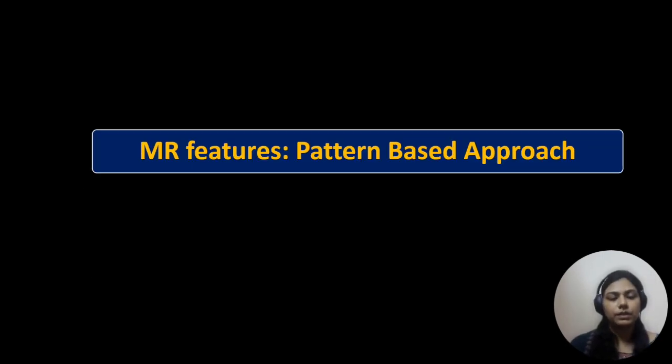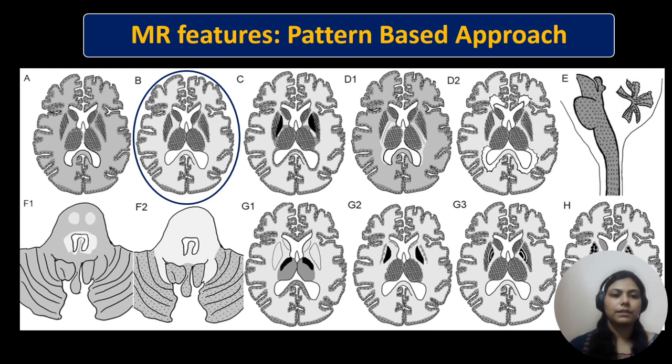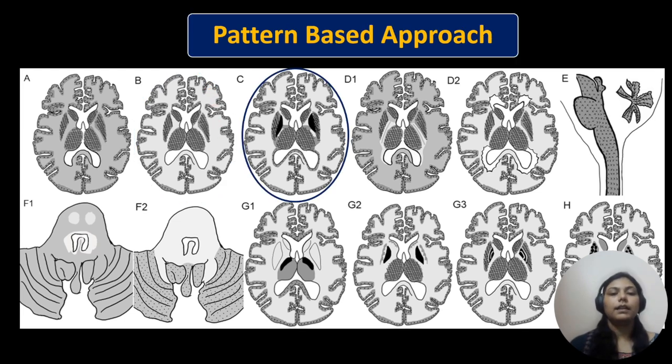Coming to the MR features, we'll discuss a pattern-based approach to hypomyelinating leukodystrophies. We'll discuss the patterns on T2-weighted sequence, considering this as the normal appearance of the brain with hypointense signal of the white matter. The first pattern is diffuse hypomyelination, where the entire white matter shows mildly hyperintense signal. The other pattern is hypomyelination, but with sparing of certain structures. For example, here the posterior limb of internal capsule and the optic radiations are spared.